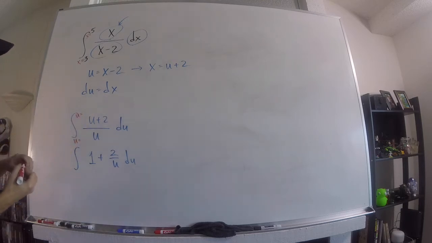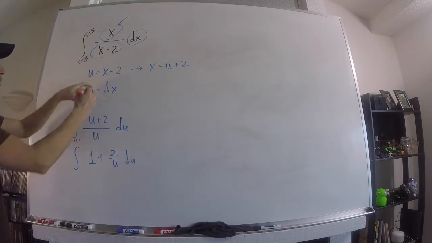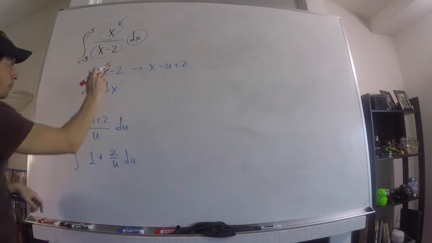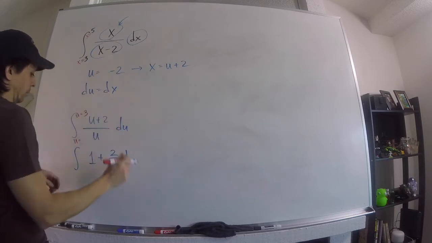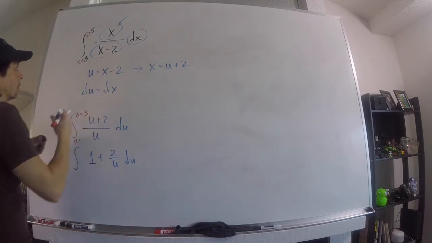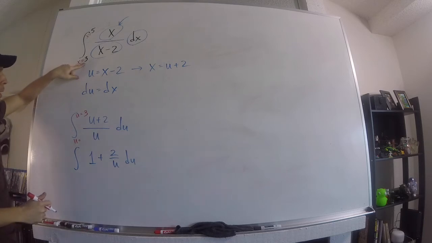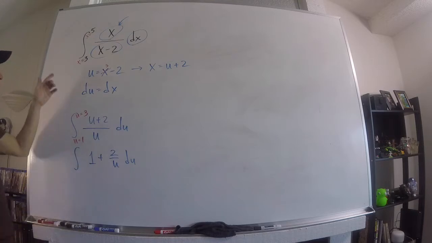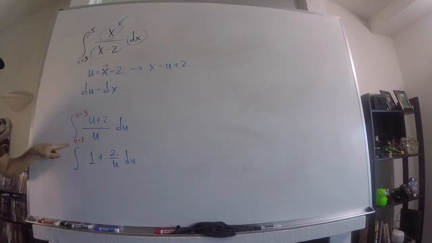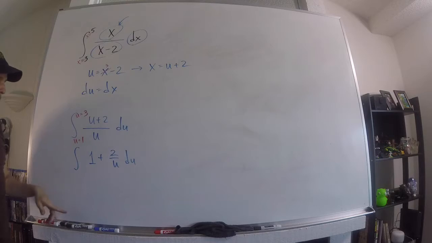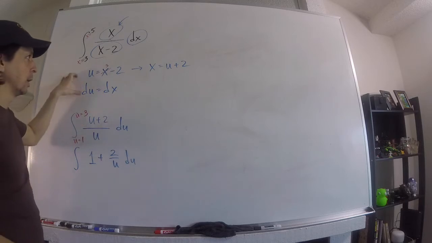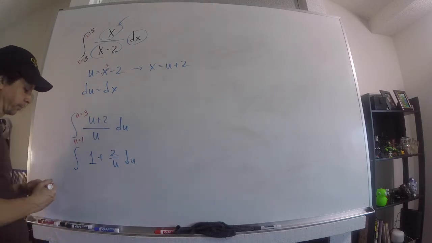And it's pretty simple. But anyway, when x is 5, u is 3. When x is 3, u is 3 minus 2, which is 1. So when x is 5, u is 3. When x is 3, u is 1. So these are my new bounds in terms of u. Therefore, when I do my antiderivative in terms of u, I'll just be able to plug those in directly, and I'll never have to go back to x if I do it this way.